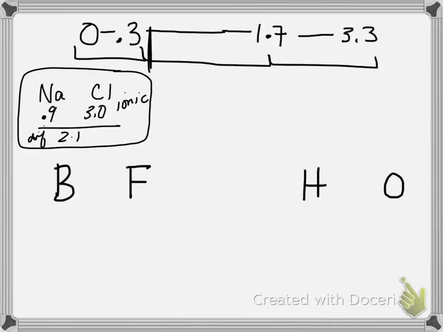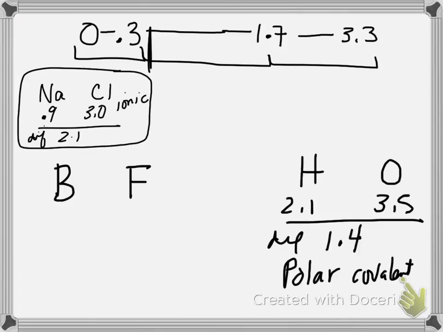Good. Okay. Who's got the next one? Either one, hydrogen and oxygen or boron and fluoride. Who wants to take it? Okay, so we have hydrogen with 2.1, oxygen with 3.5, difference of 1.4. That makes it a polar covalent compound. And what's a common substance that we know that's formed from hydrogen and oxygen bonded together? It's all over the place, water.